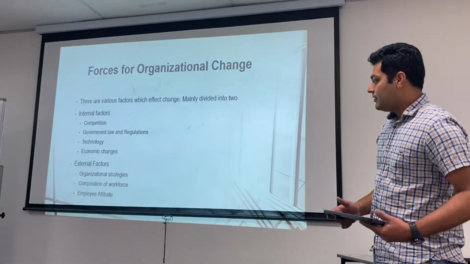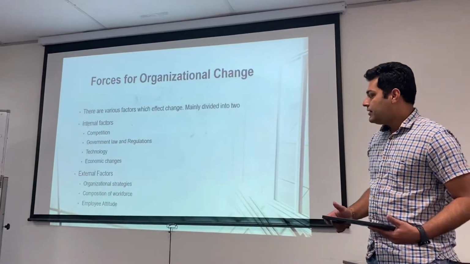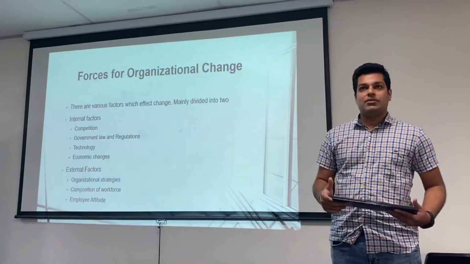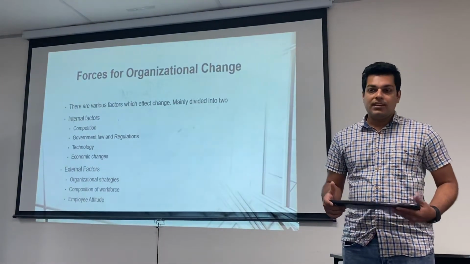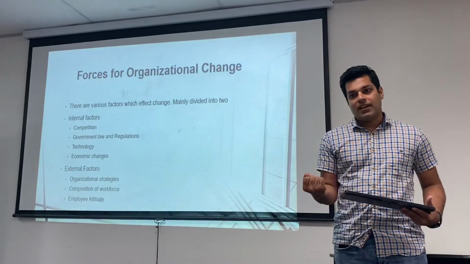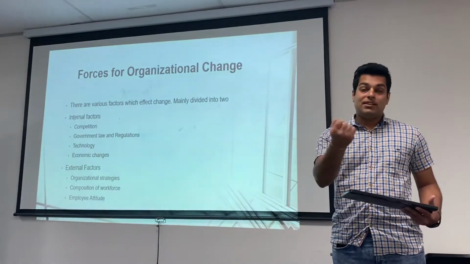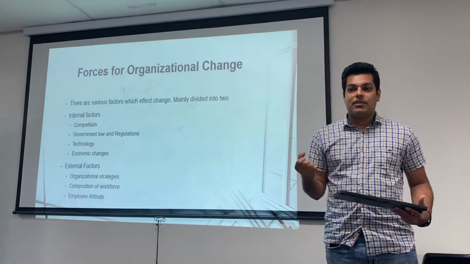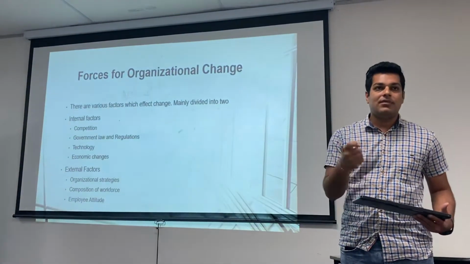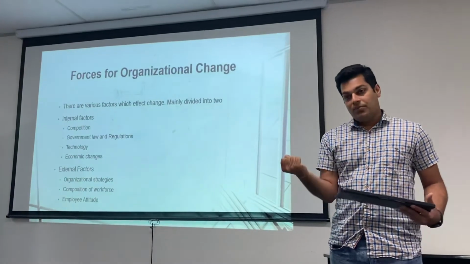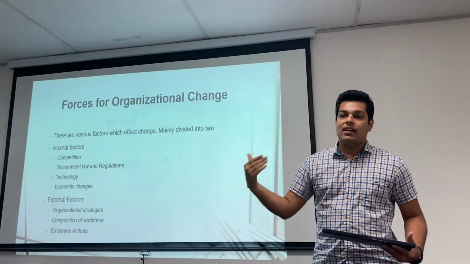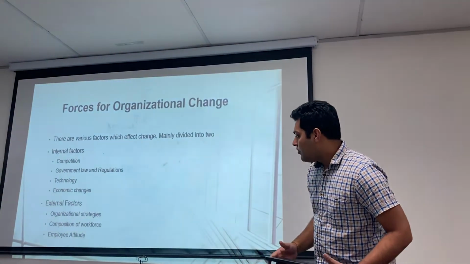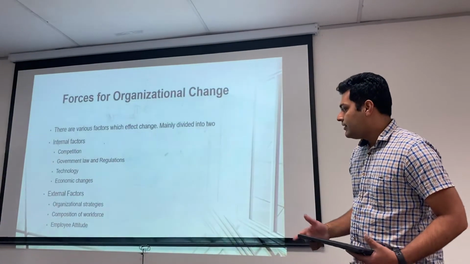External factors, there are 3 types: organizational strategy. To improve the productivity, which kind of strategy you are using in the organization. If that strategy is not right, that means you have to change that strategy. With the same strategy, you can't go for the long term. So if you find something wrong in the strategy, then you have to stop that process, improve the strategy, implement it, and again use it in production. Completion of the workflows and the employee attitude.